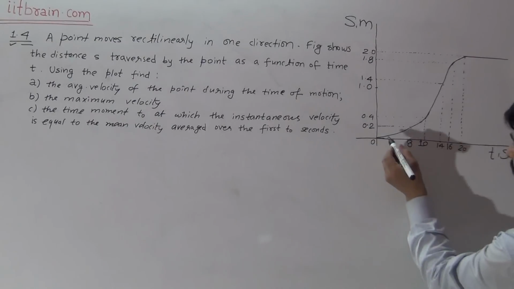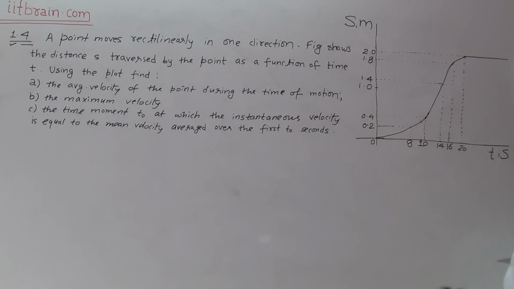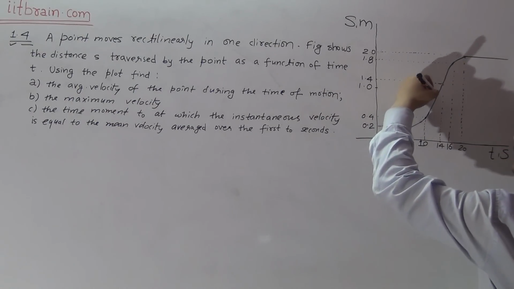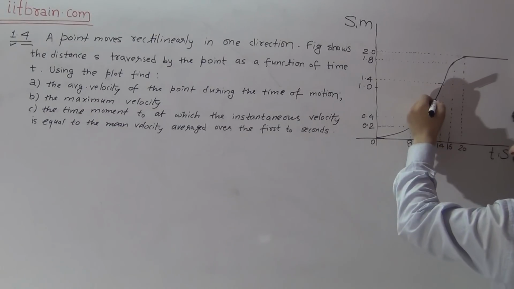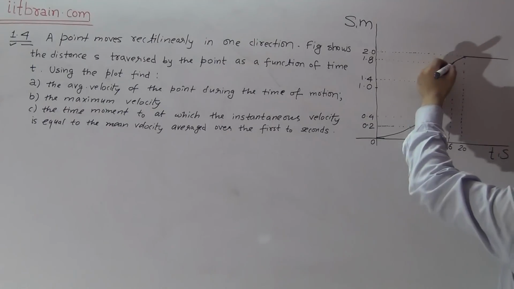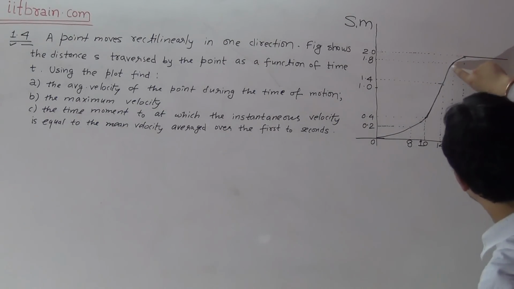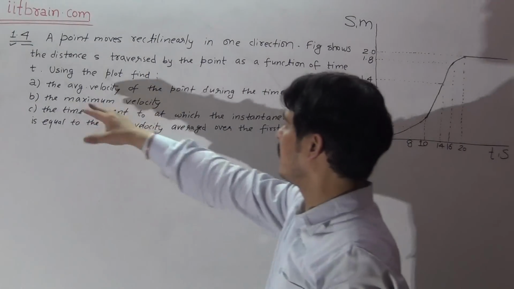One more thing to understand in the graph: this is a curve up to 0.4 meter, up to 10 seconds. After that it is a straight line, and up to 14 seconds it remains a straight line. Then it again moves in a curve, and this is the top and peak point of the curve, the maximum curved part of the curve is this point. After that it becomes a horizontal line parallel to the x-axis. So on this basis we have to decide the three questions.